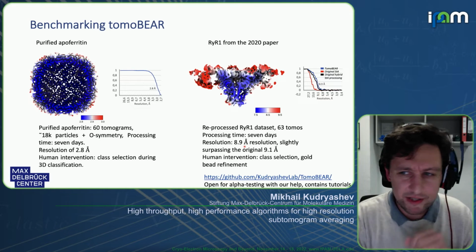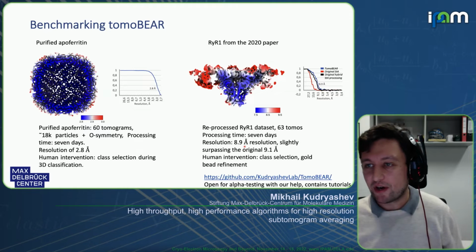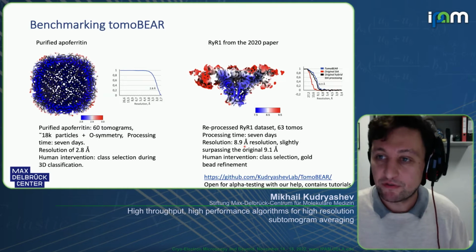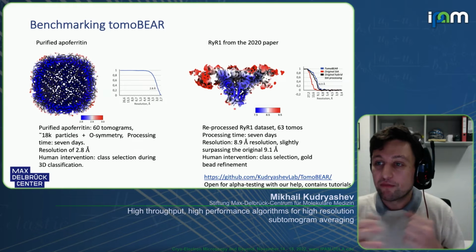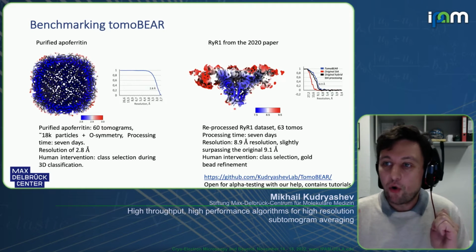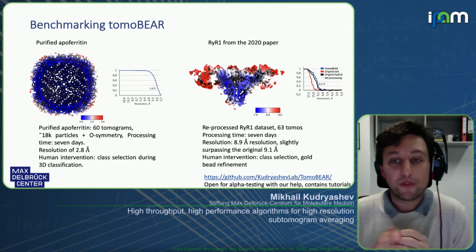So roughly, to break this down, both data sets took 2 days to pre-process and roughly 5 days to do subtomogram averaging with RELION. RELION gives beautiful maps, but it is slow, and it's rather resource hungry.